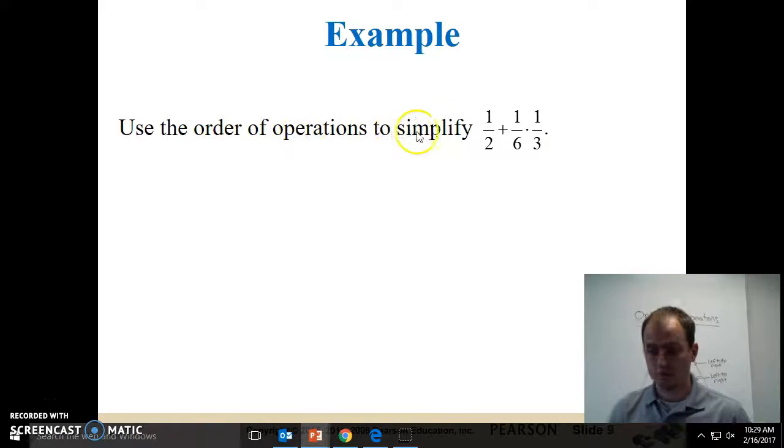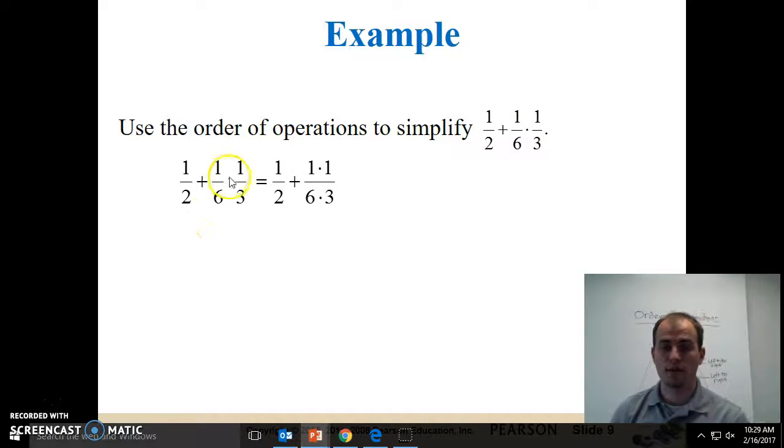So use the order of operations to simplify. This is letter A on your paper. 1/2 plus 1/6 times 1/3. So we need to figure out, should we add first or should we multiply? Well, we always multiply first. So first we would multiply. Remember, to multiply, you multiply straight across. 1 times 1 is 1. 6 times 3 is 18. So we get 1/2 plus 1/18.